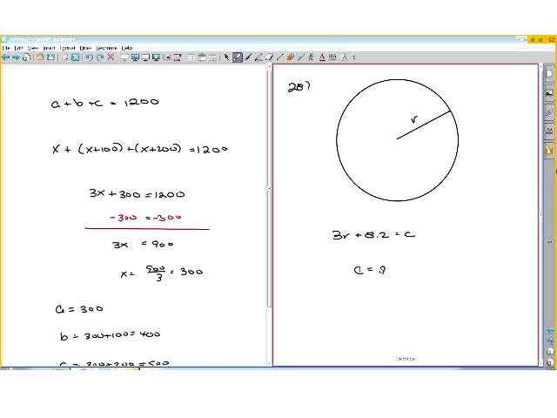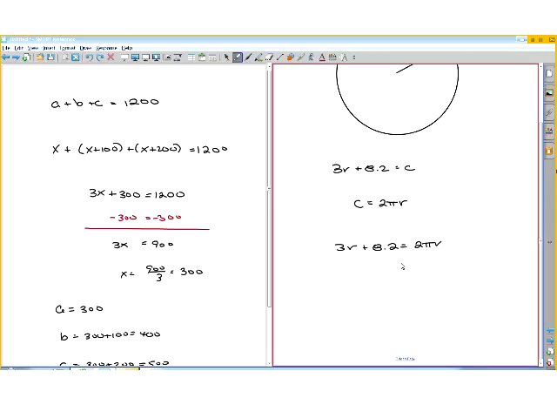But what is the circumference of a circle? The circumference is equal to 2 pi times the radius. So all I have to do is make this substitution here, and we'll get 3r plus 8.2 is equal to 2 pi r. And so you see we have one unknown, which is r. So what we're going to do is subtract 8.2 from both sides, and we're going to subtract 2 pi r from both sides.